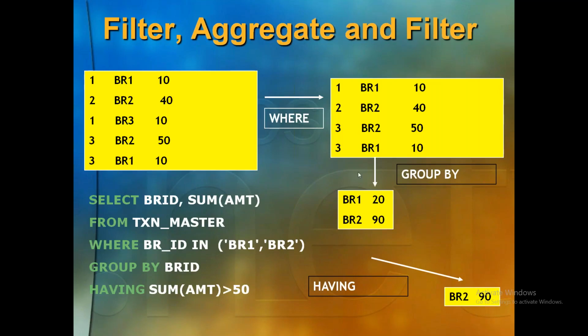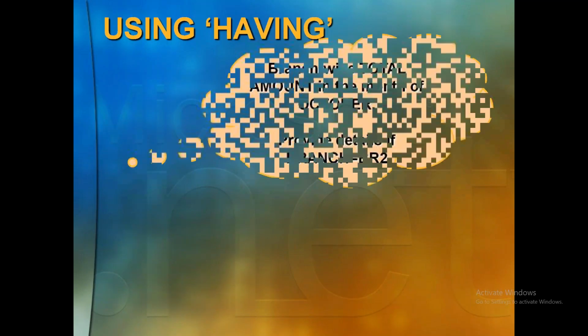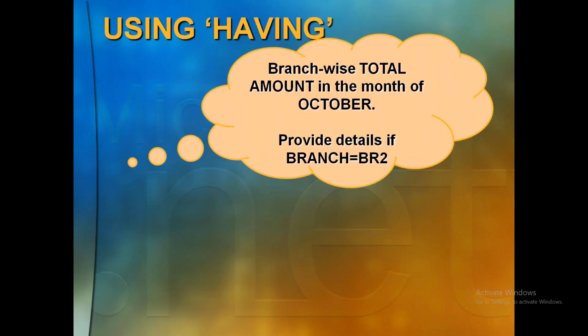Clear? So you need to understand the filter and aggregation. The first filter is applied with the help of a where clause. The second filter is applied with the help of a having clause. Having clause is going to come only if there is a group by and aggregation. If group by is not there and aggregation is not there, then the having clause is not going to come at all. Clear, guys? This is a very, very important thing.